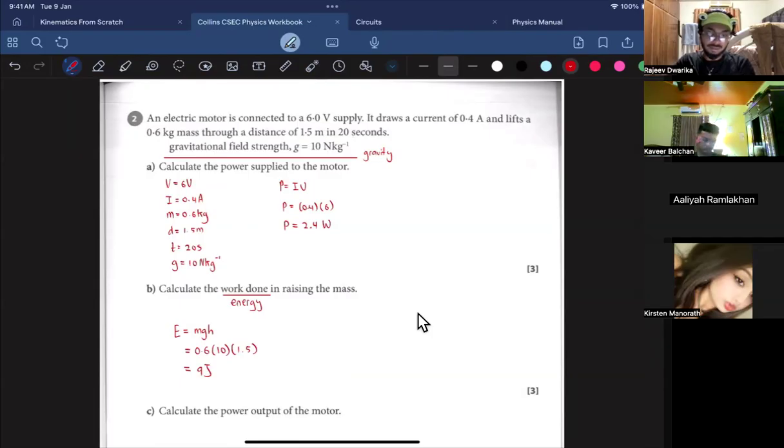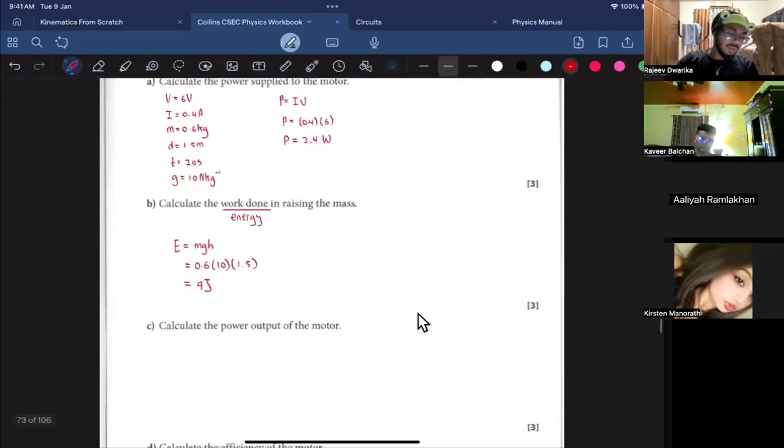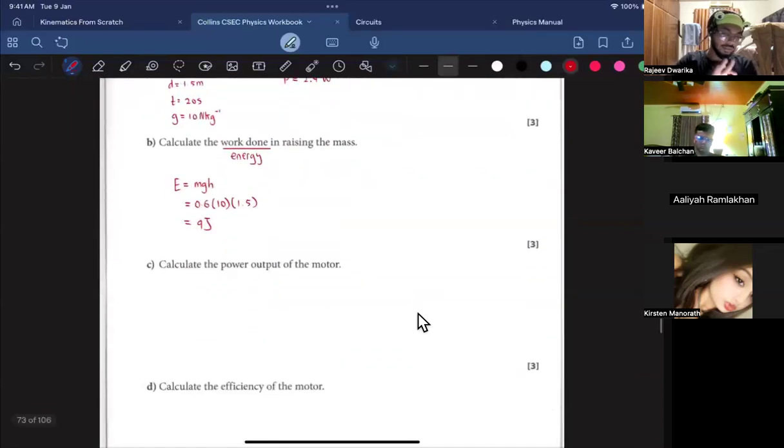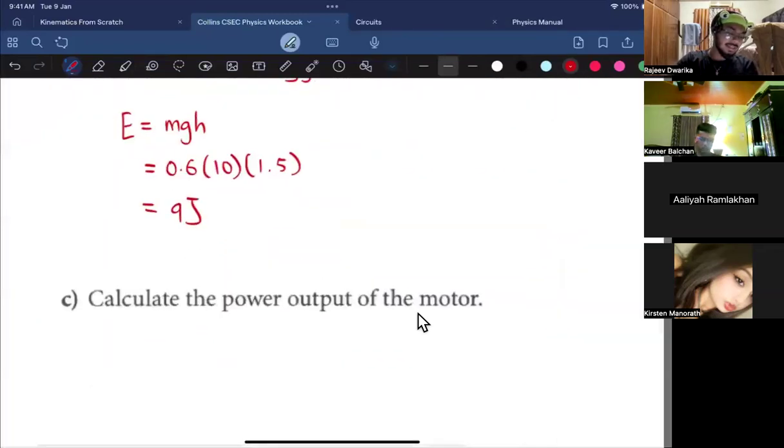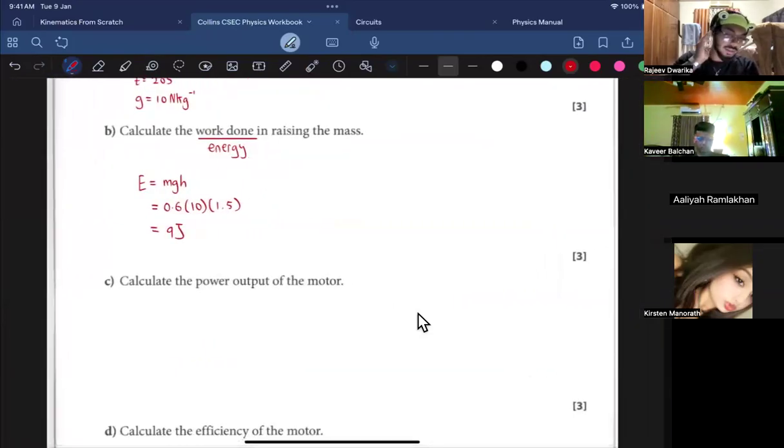Okay. So if we supply 2.4 watts, we need to figure out how much power we actually need to lift the mass. That's what we're going to do. So we're not going to use P is equal to IV. We don't care about that. Let's utilize what we have. In these questions, typically you had to use what you find previously to answer the question. So they made us find the energy or work done. Is there any formula for power involving work done and time? Yeah, P is equal to E over T.